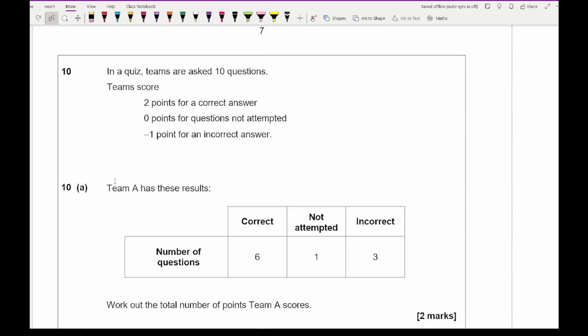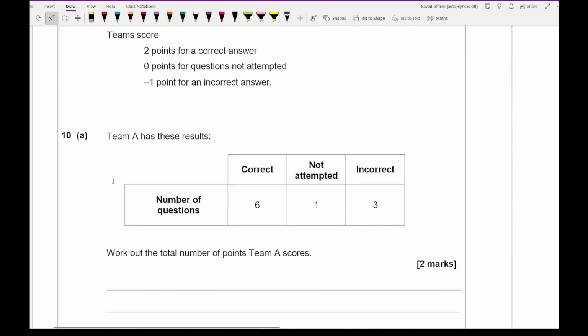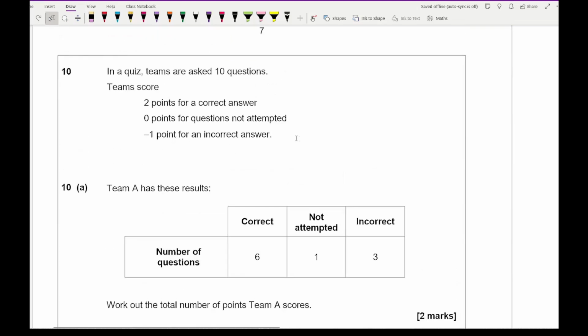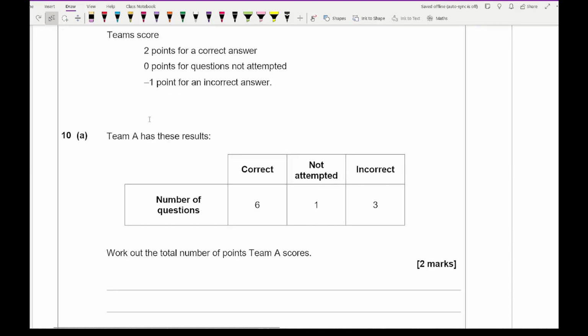So looking at question 10, it says in a quiz, teams are asked 10 questions. Teams score 2 points for a correct answer, 0 points for a question that's not attempted, and -1 if they get the incorrect answer. Team A has these results, and we want to work out the total number of points.